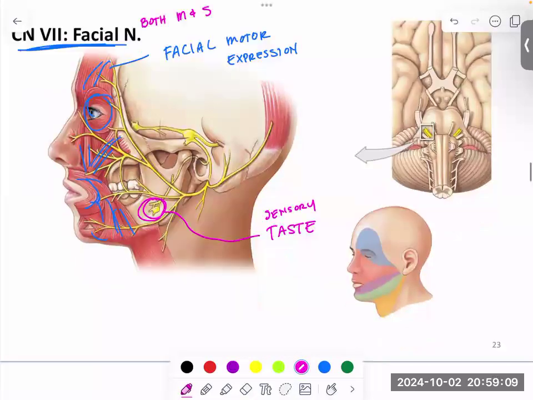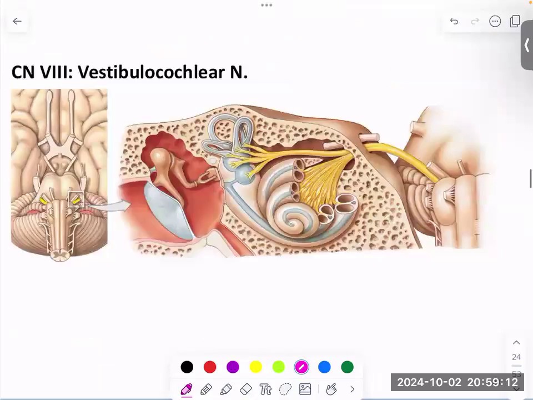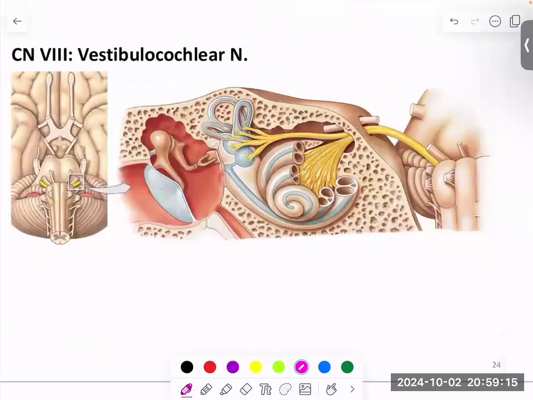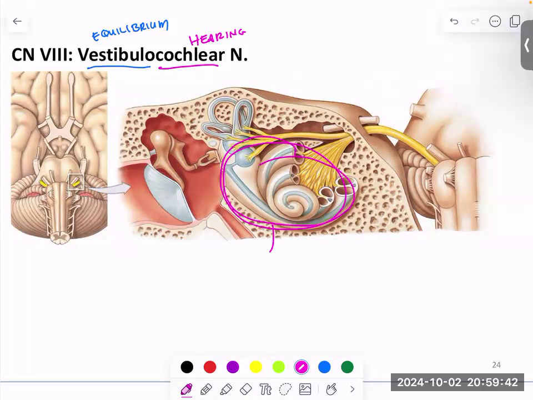Look at the spelling on this one. Cranial nerve number 8. Vestibulocochlear nerve. Your vestibulo part is equilibrium. Your cochlear is hearing. Your vestibulocochlear nerve is the nerve that comes off of your ear, and your ear is responsible for sensory of hearing, sensory of equilibrium. The vestibulocochlear nerve is sensory only.